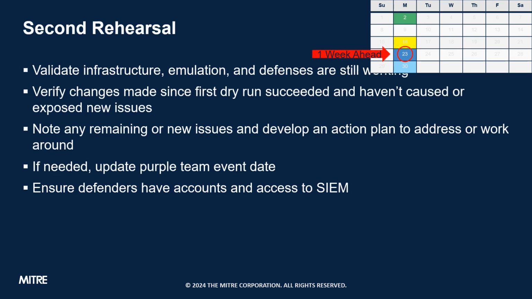Now, 1 week before the event, you should have a second rehearsal, which is designed to validate that the changes made since the first rehearsal have taken effect and no new issues are uncovered. If there are large issues still remaining, you might need to postpone the date of the event.